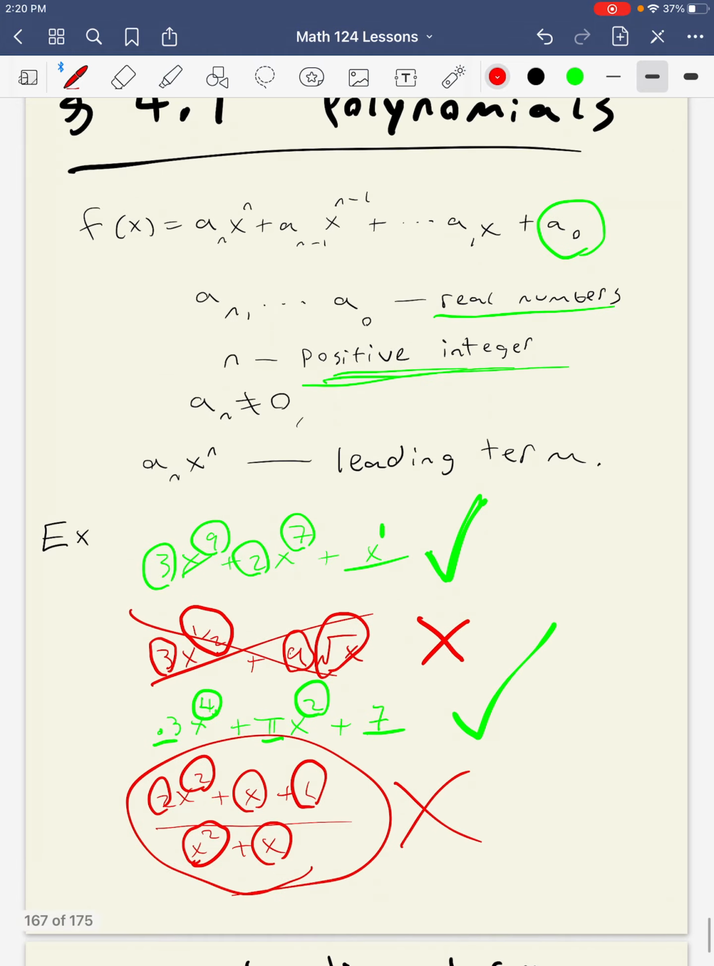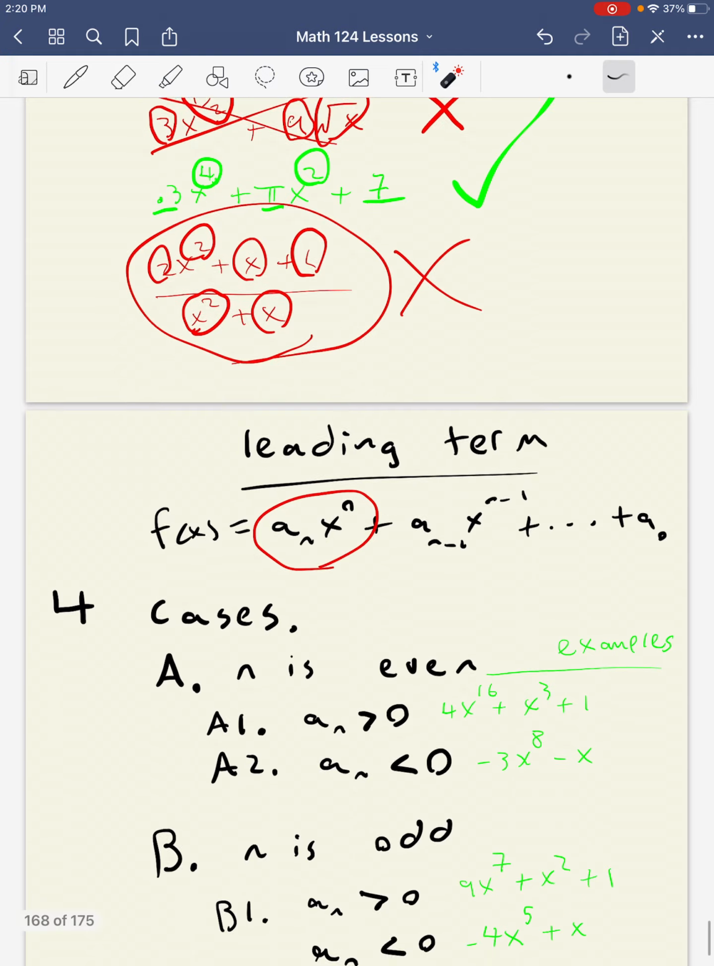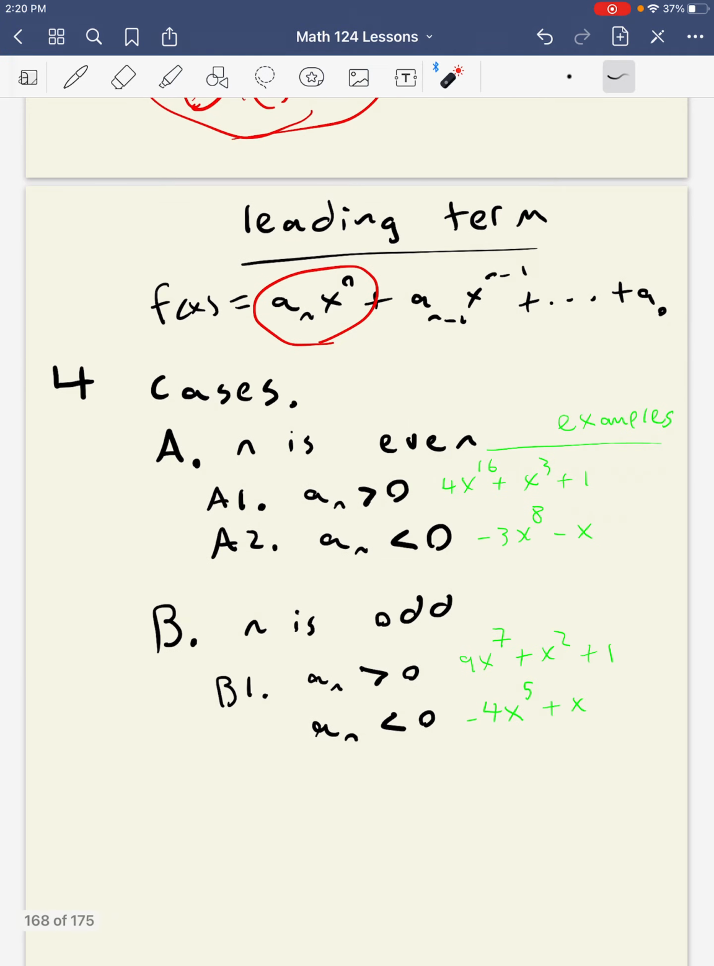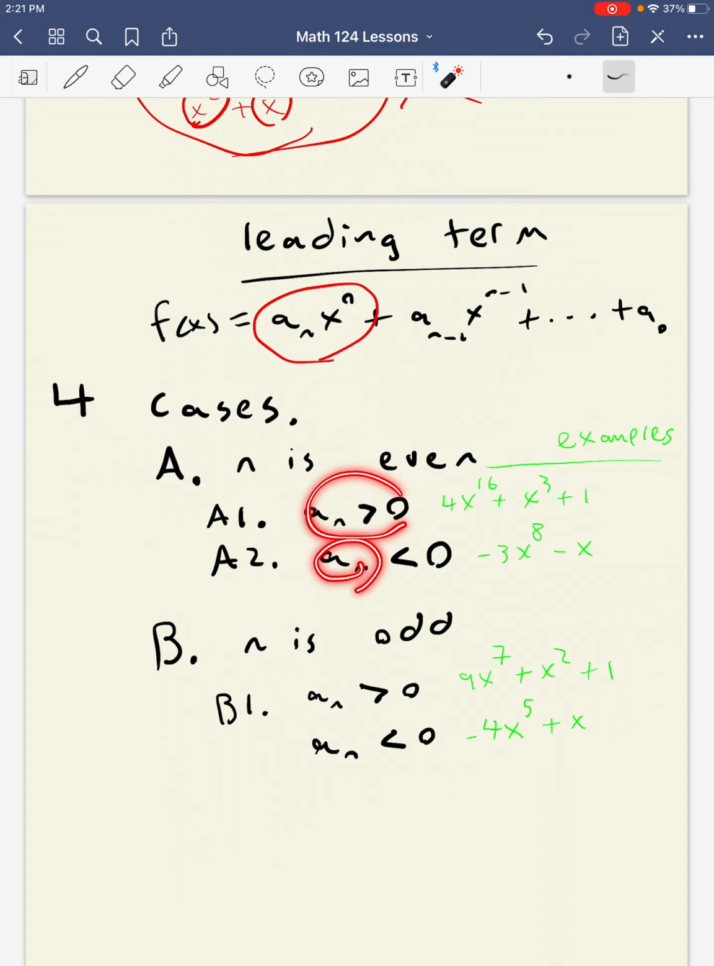Okay, now we're going to investigate the leading term a little more, because the leading term is the most important term. And if we think about it, there are 4 cases for the leading term here. So I'll break it up into 2 categories. Either the exponent n is even or the exponent n is odd. Now when you have an even exponent in the leading term, then the number in front of the x could either be positive or negative.